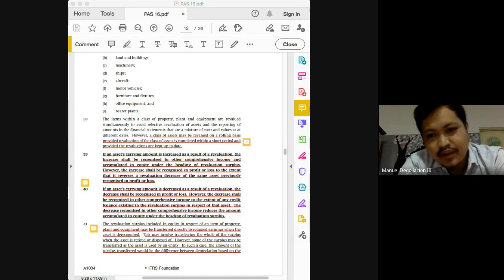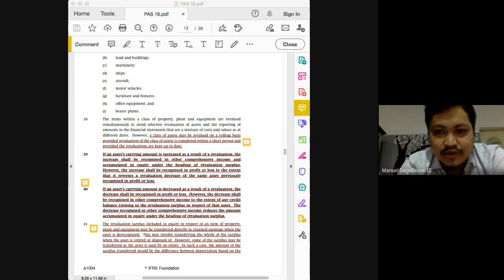Okay, so the amount that goes into your other comprehensive income would be the changes to your revaluation surplus, while the accumulated revaluation surplus is to be reported in your equity section class. Okay, again, this is very important because this concerns the presentation of your financial statements.